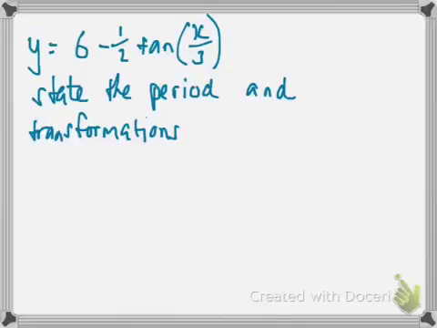Next question. We've got y equals 6 minus a half tan x on 3. State the period and transformations. Let's start with the period here. In fact, before I do that, I'll change pen colour as well, just to make it look a bit different. I might just write this out in a different way. So we're going to change it to this.